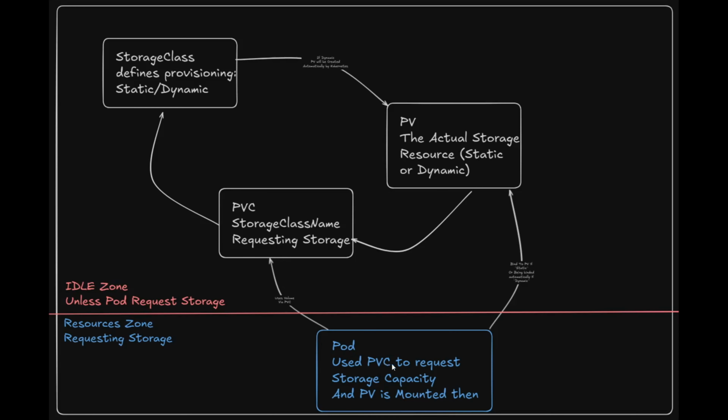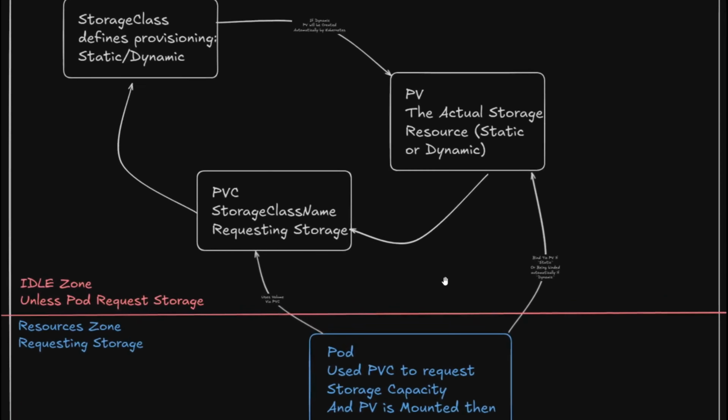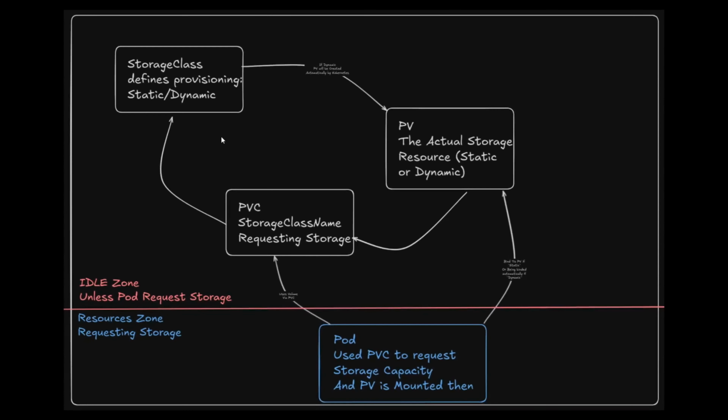The pod will use the persistent volume claim to request some storage capacity. And the PV, a persistent volume, is then mounted to the pod. Okay? So the storage class gets this persistent volume, the actual storage, dynamic or static, and the pod will be able to use it, will be connected to it. That's how the pod gets its persistent volume.